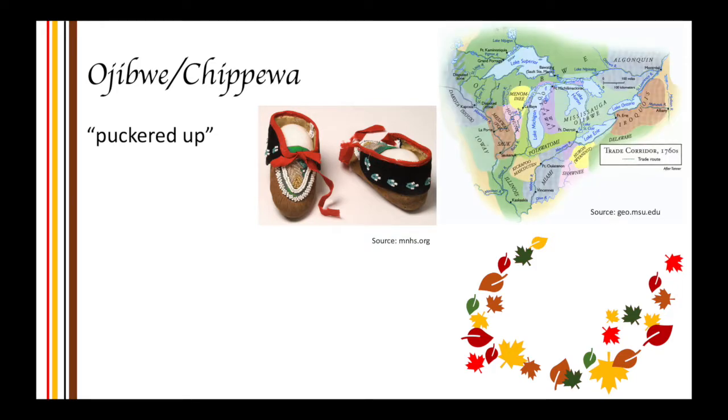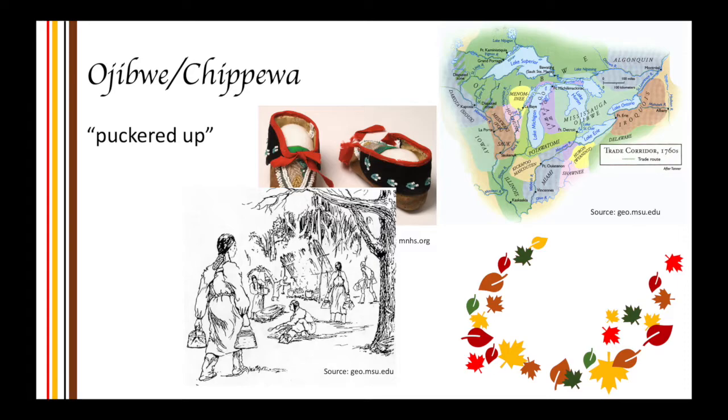Ojibwe or Chippewa tribes lived throughout the lower parts of Canada and part of the Midwest. They worked with the French in fur trading until the French-Indian War, also known as the 7 Years' War.